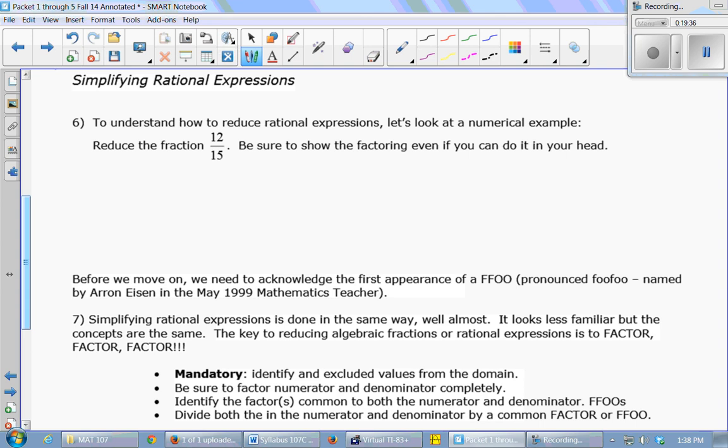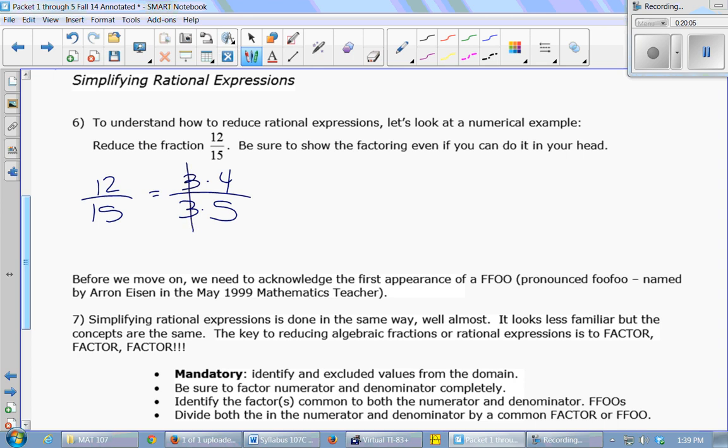They both go into, 3 goes into both 12 and 15, the numerator and the denominator. So really what you're doing is you're factoring, right? The numerator and the denominator. You're rewriting 12 over 15 as 3 times 4 for the numerator and 3 times 5 for the denominator. Rewriting it using a common factor. Right? So 3 goes into both, so you can write it as 3 times 4 and 3 times 5.